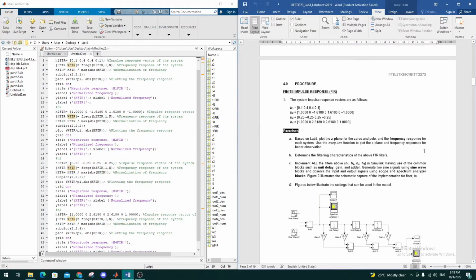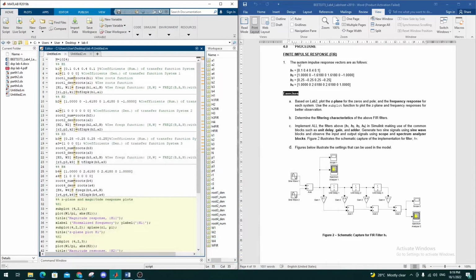Let's go to the procedure, which is this one. The procedure tells us to plot the Z plane and the frequency response using MATLAB, and part C is using Simulink. This is only a question about the characteristic. As you can see, the system impulse response vectors are as follows, which is H1, H2, H3, H4. So the first one we will do is the Z plane in MATLAB.